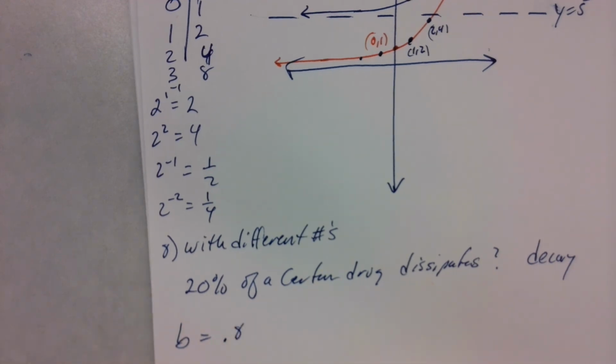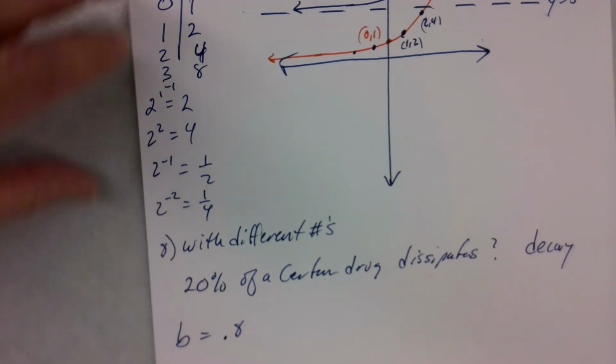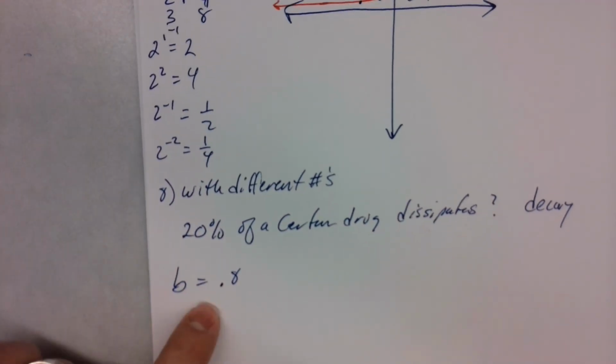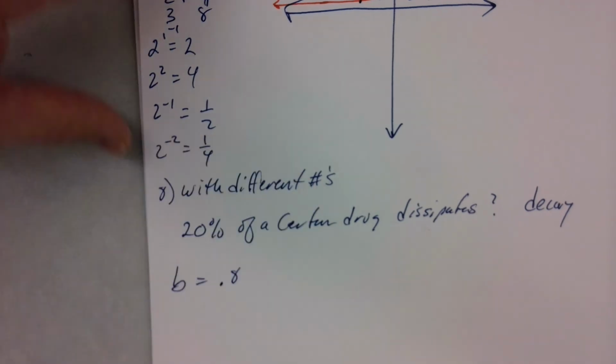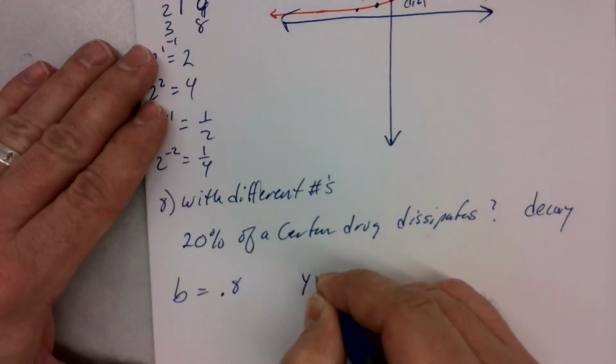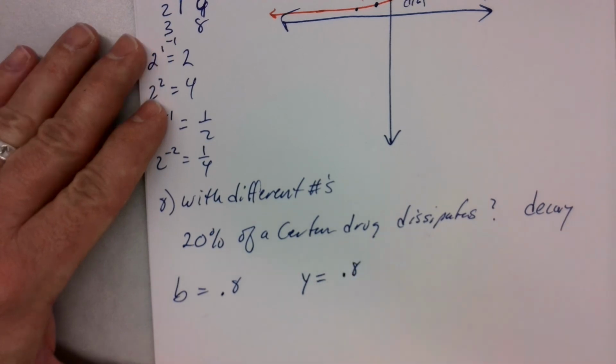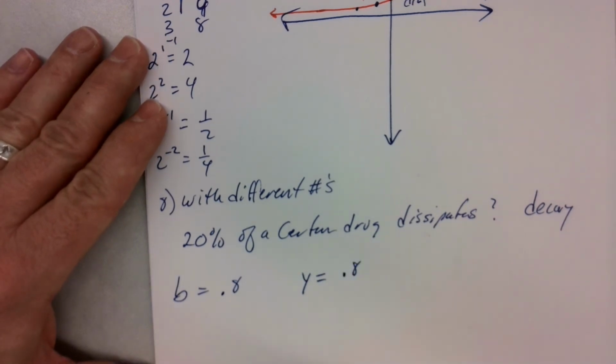Now, so this is my B, right? So when I go to write this in an equation, I would have y equals 0.8 to the x.